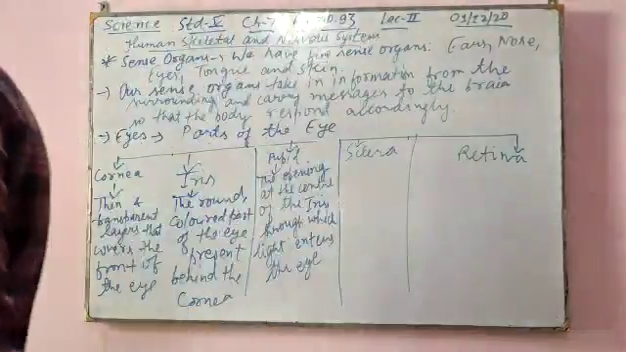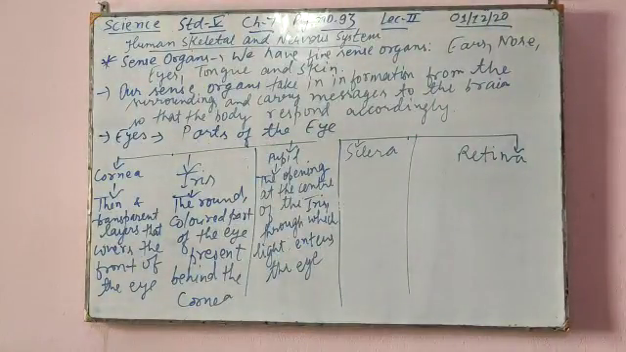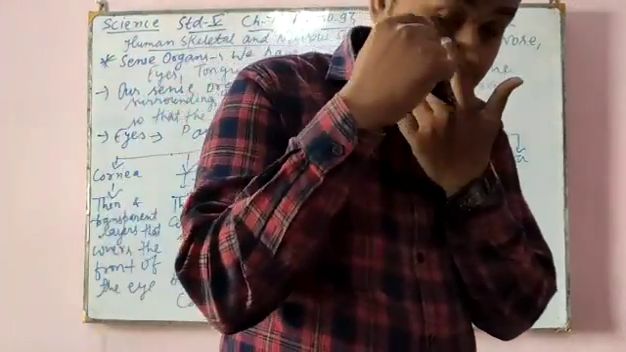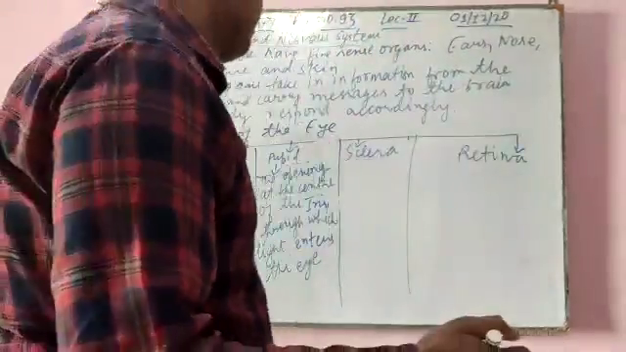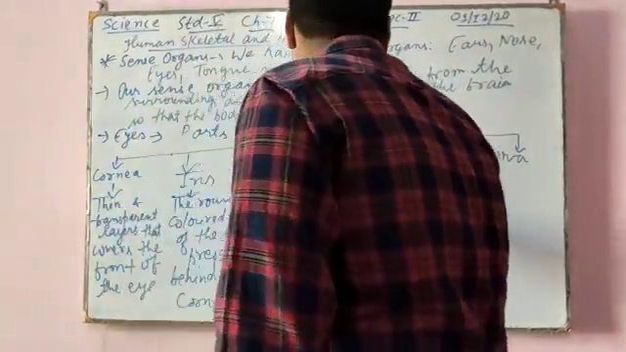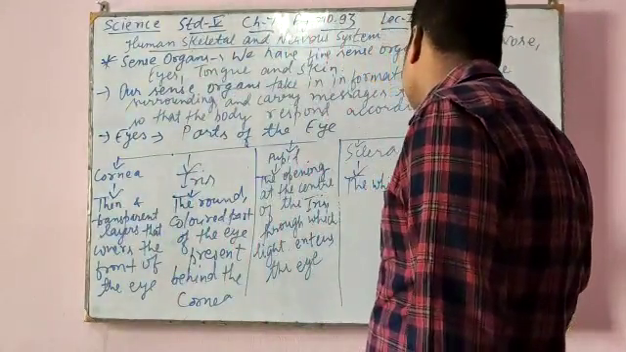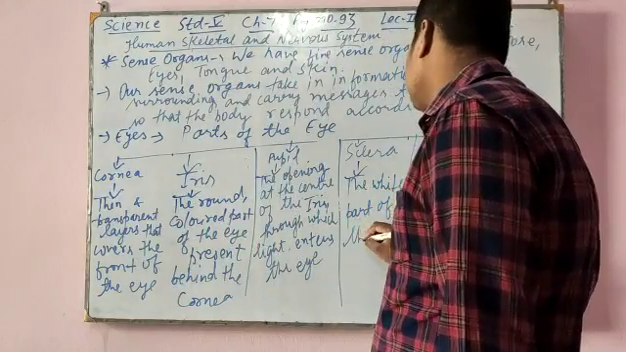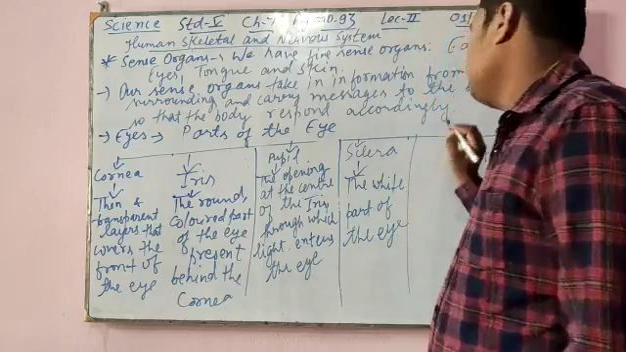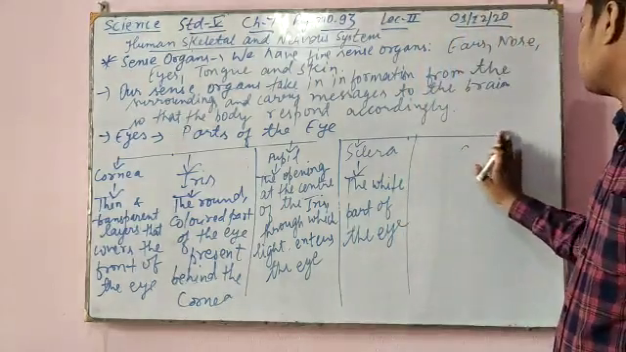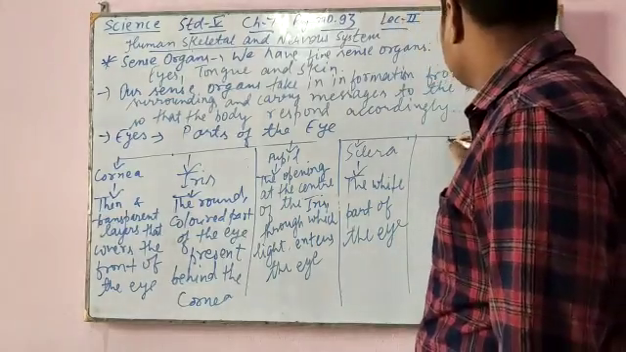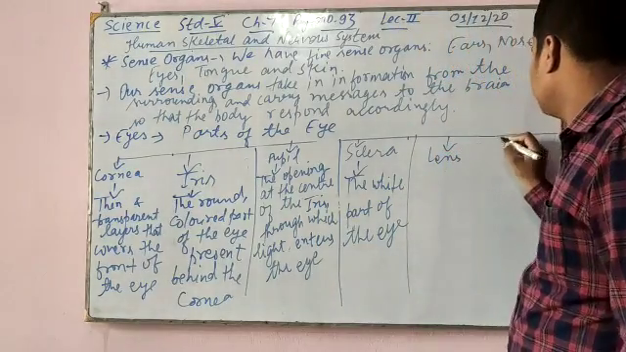Next, I told you, sclera. The sclera is the white part of the eye. That white part you can see in our eye, that is the sclera. The white part of the eye is known as the sclera. Next one, after sclera, is the lens.